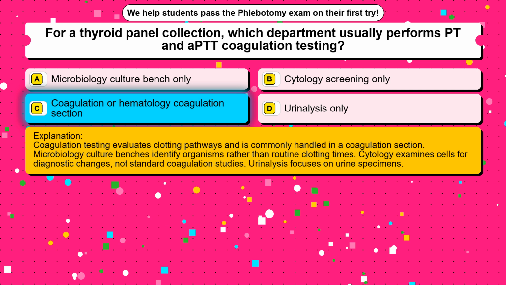Coagulation testing evaluates clotting pathways and is commonly handled in a coagulation section. Microbiology culture benches identify organisms rather than routine clotting times. Cytology examines cells for diagnostic changes, not standard coagulation studies. Urinalysis focuses on urine specimens.